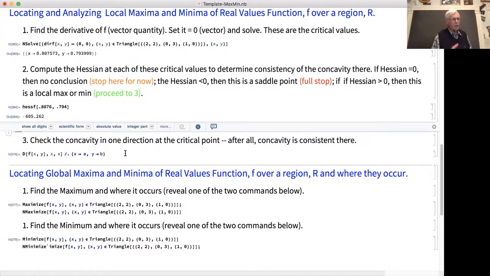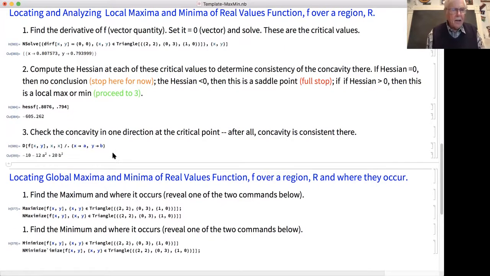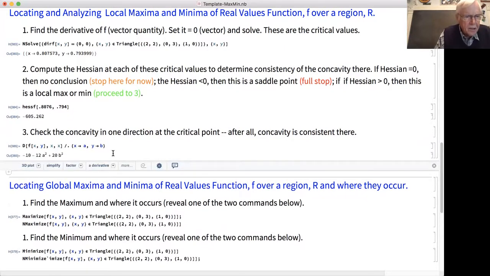In the direction x, the graph is just a curve, so you're looking at a calculus kind of thing. So we'll look at the second derivative of f in the x direction, and we'll evaluate at the point x equals a and y equals b. In this case, we don't have anything to evaluate because the Hessian was negative. But if we did, we would. And if we do, we get minus 10 minus 10a squared plus 20b squared.